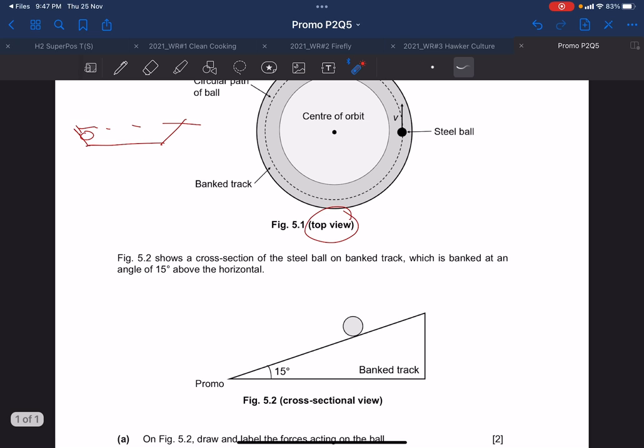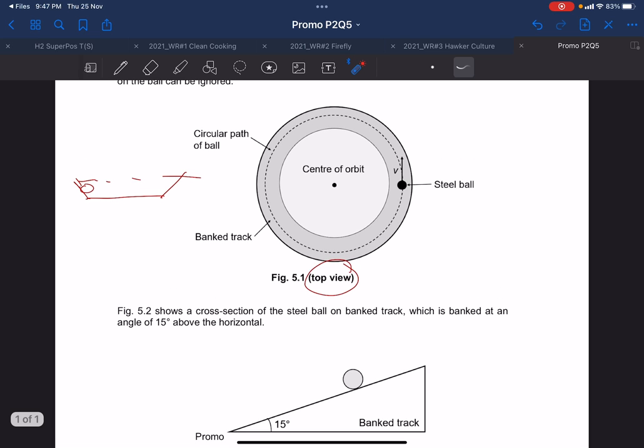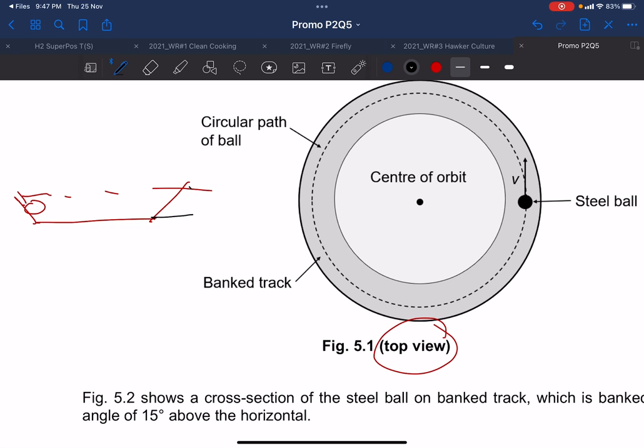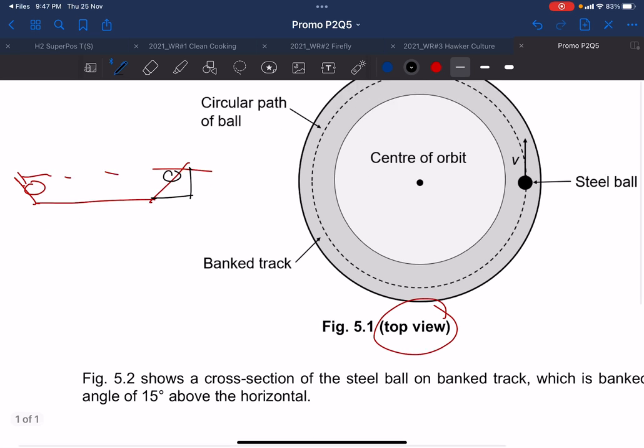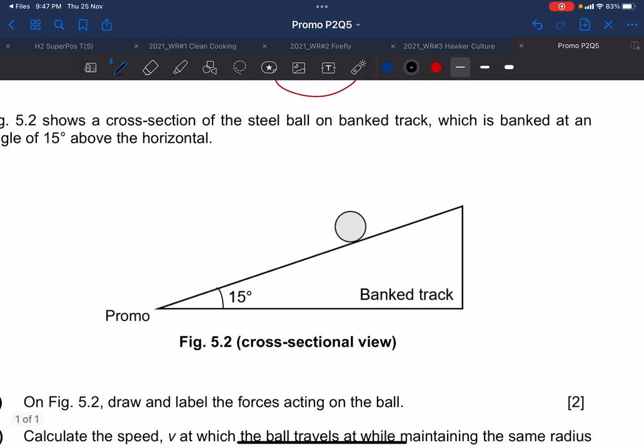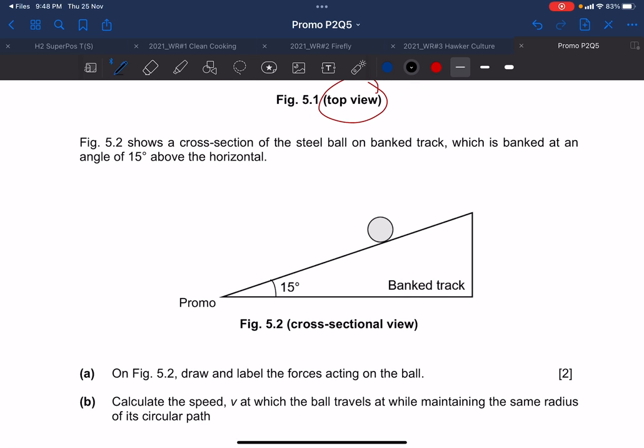If I take my original diagram, I'm showing you this portion here. Let me zoom in for you. The ball is here, and you have the 15-degree angle over here. For part A, you're supposed to draw and label the forces acting on the ball. I think it's quite straightforward.